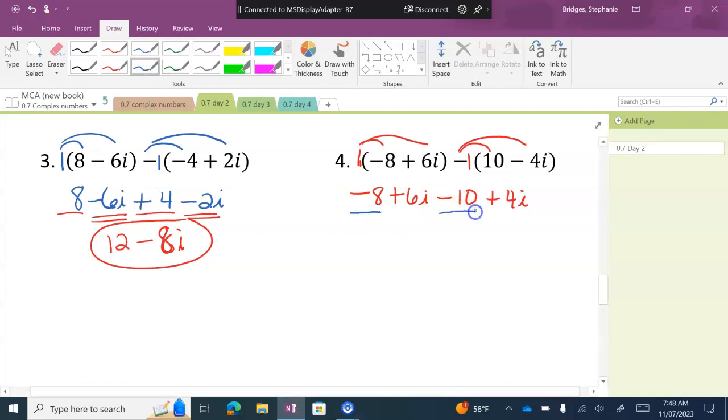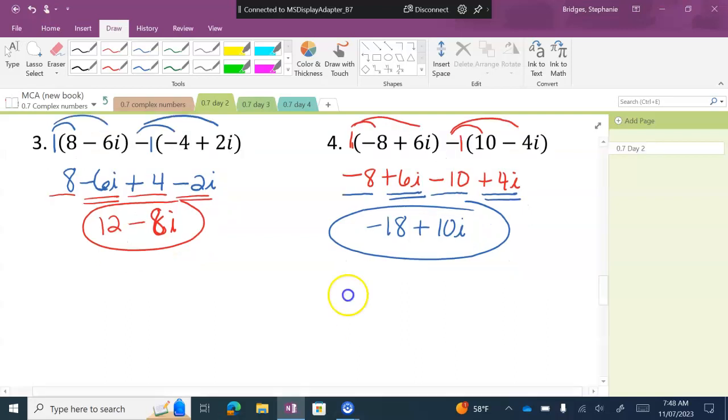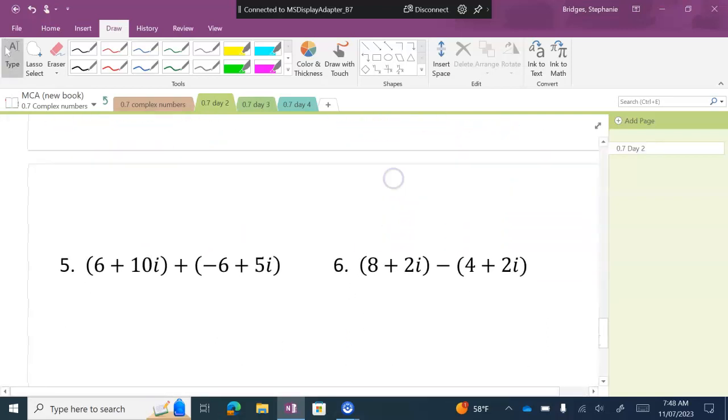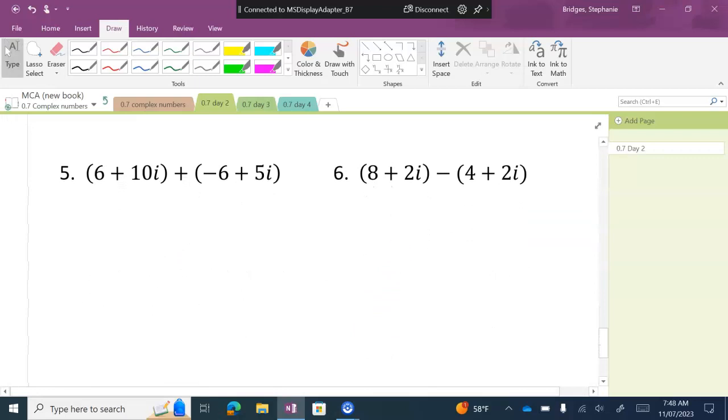What does -8 and -10 give me? -18. And then a +6i and a +4i give me a +10i. Everybody okay with those? Not hard stuff, right? All right. Try those two. These are the last two.